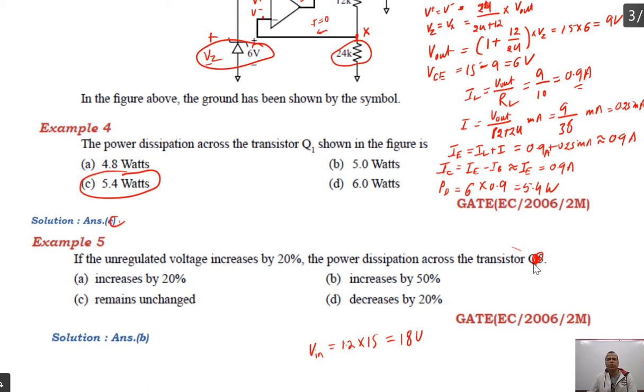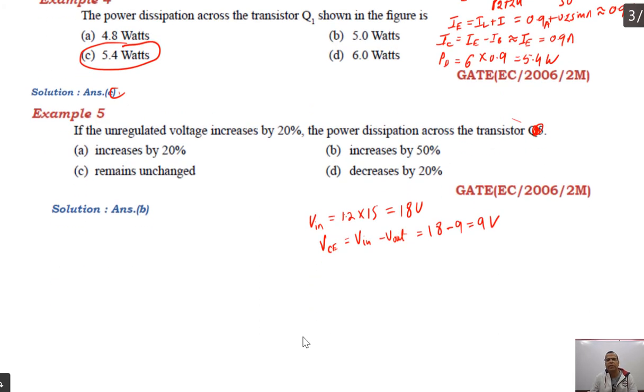So if the input voltage is 18 volt, then what will be VCE? VCE will be V in minus V out. V out will remain constant. So 18 minus 9 volts, so that is 9 volt. VCE will be 9 volts. So the power dissipated in the BJT will become the new value of VCE multiplied by IC. So that is 9 volt multiplied by IC, which is 0.9. So that gives you 8.1 watt. So what will be the percentage change in power?